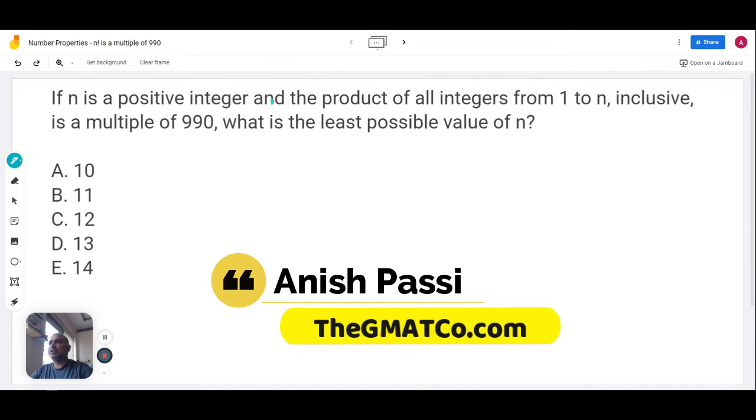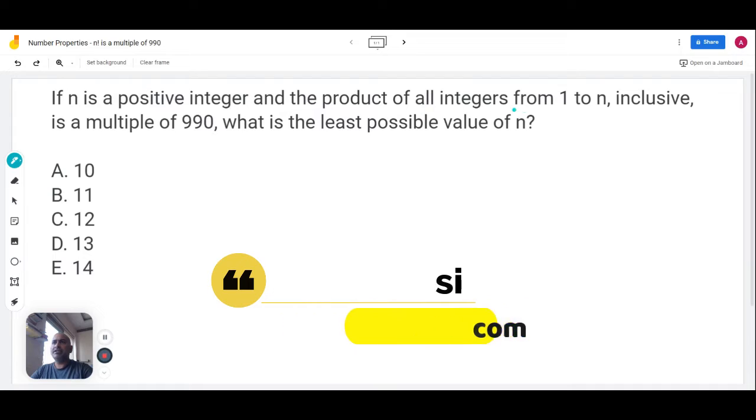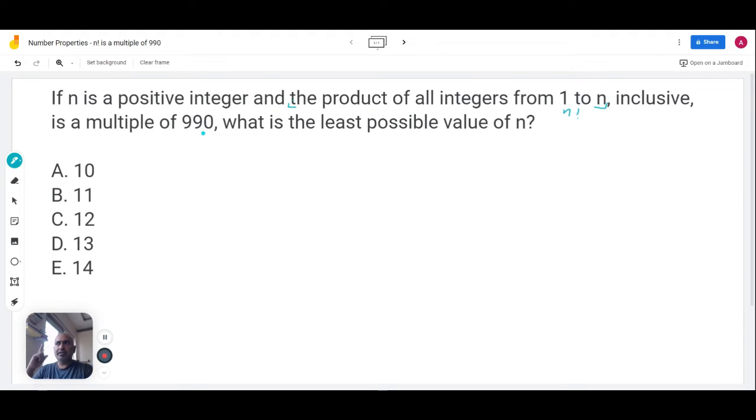If n is a positive integer and the product of all integers from 1 to n, the product of all integers from 1 to n is actually nothing but n factorial. What about this product? Inclusive, what about this product? The product is a multiple of 990. What do we have so far? n is a positive integer and n factorial is a multiple of 990. What does that mean? n factorial can be written as 990 times k, where k is an integer.